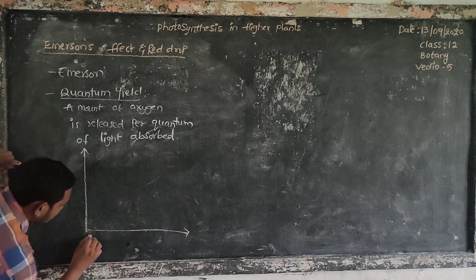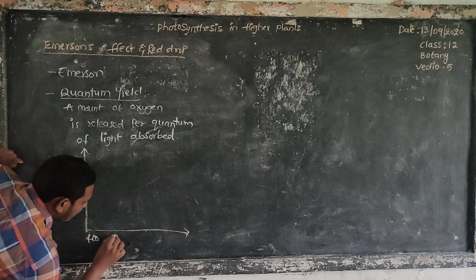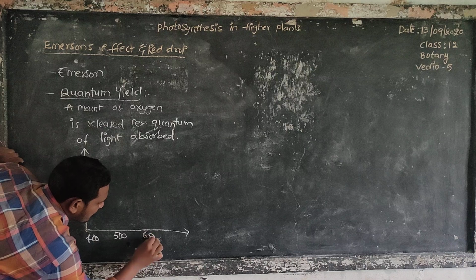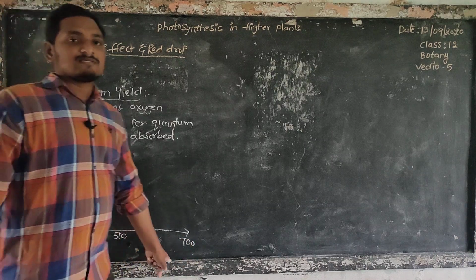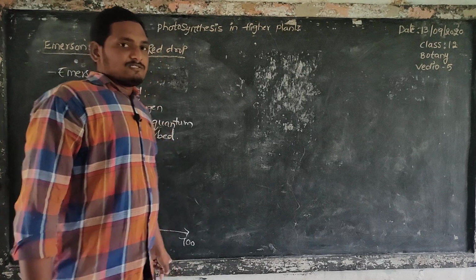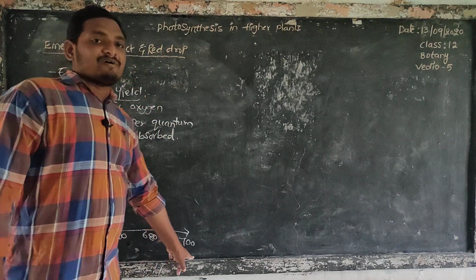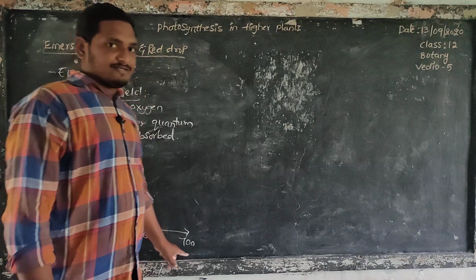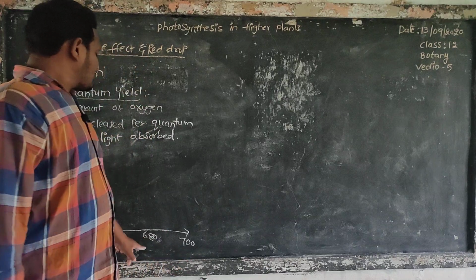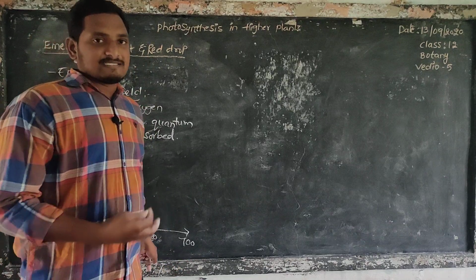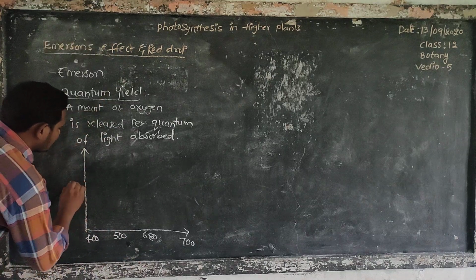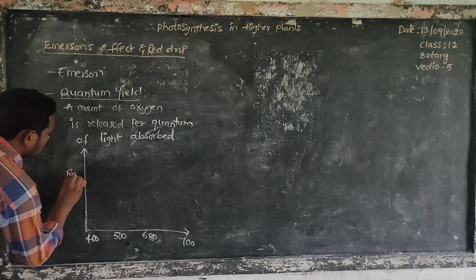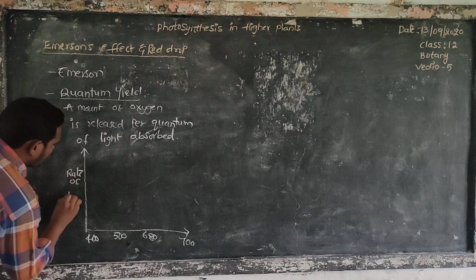So this is 400 nanometers, 500 nanometers, 680 and 700. Actually, the spectrum is 400 to 700 nanometers of light, visible light, VBGR. We have taken 680 just for our understanding. This axis is the photosynthetic rate, the rate of photosynthesis.